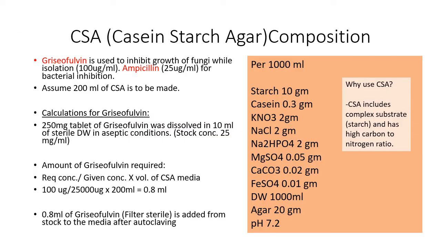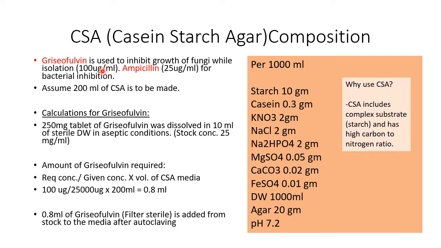Now about isolation. So CSA, that is casein starch agar, is the media which is used for isolation of Actinomycetes. So this is the composition per 1 liter. And why use CSA? CSA includes complex substrates like starch, and it has a high carbon to nitrogen ratio, and that is the main characteristic of this particular media, which promotes the growth of Actinomycetes.